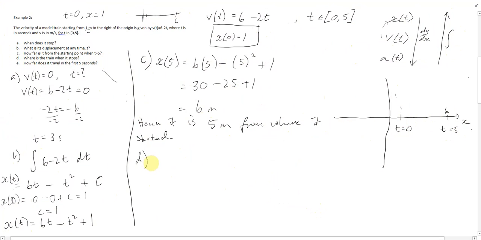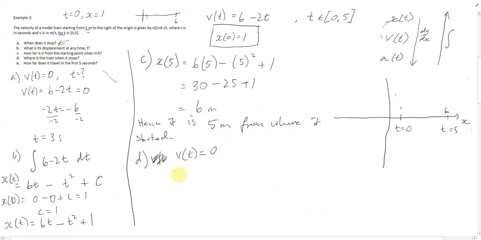Where is the train when it stops? Okay, interesting. Where is it when it stops? Well, we know what stopping means. It means that the velocity is 0. And we remember from before that we've already talked about where it stops from part A. It stops when t equals 3 seconds.